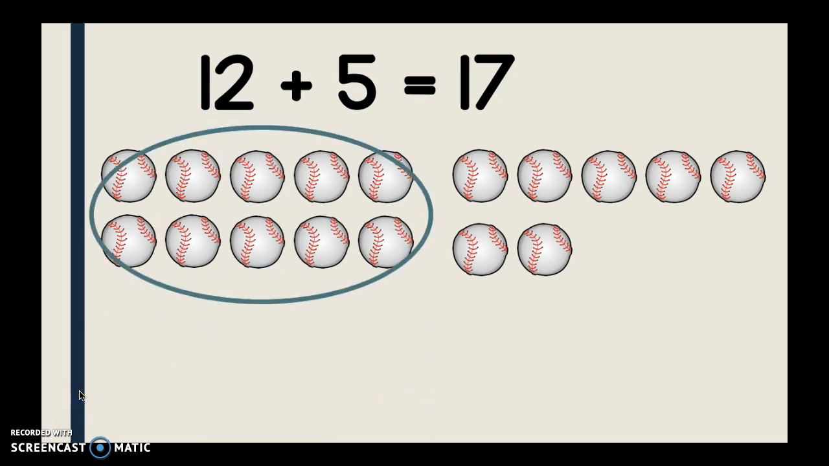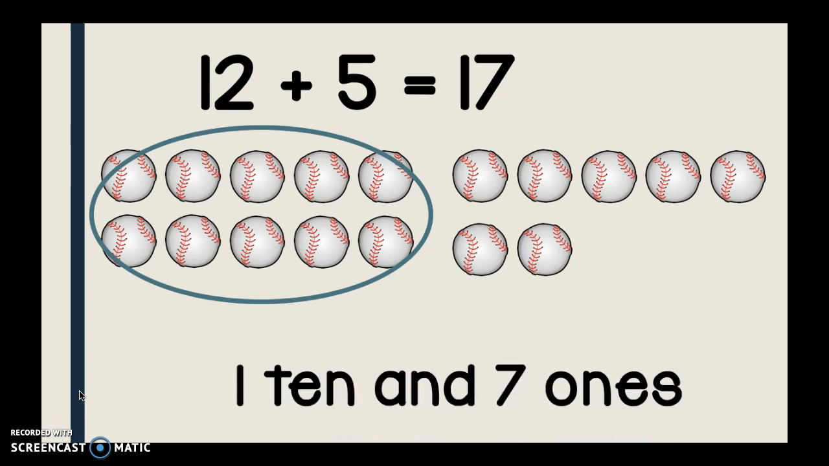All right, so did you find one group of 10? So I have 1 10, and then how many 1s would I have left over? Yep, 1, 2, 3, 4, 5, 6, 7. Did you say 7? Oh, good. So I know my answer is 1 10 and 7 1s.